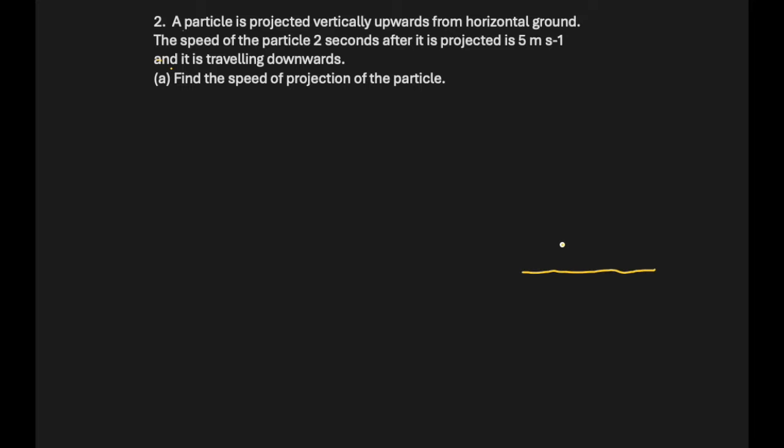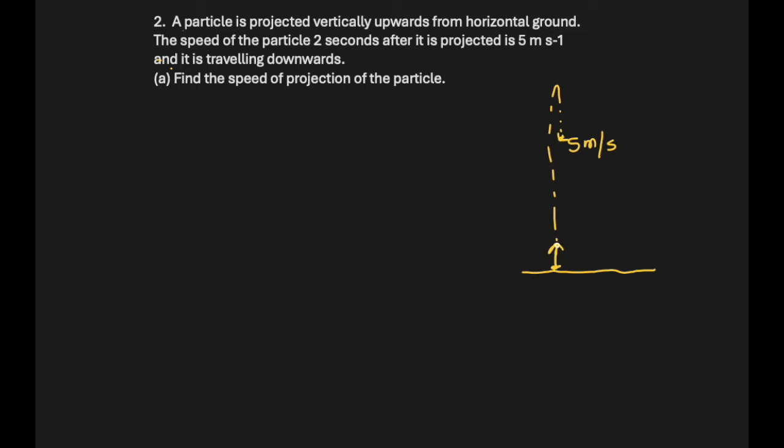This is the ground and it is projected upwards. The speed of the particle after 2 seconds is 5 meters per second, and it is traveling downwards. So it goes up and obviously comes down. Somewhere its speed is 5 meters per second, and the time from the projection to reaching this point is 2 seconds. Find the speed of the projection of the particle.